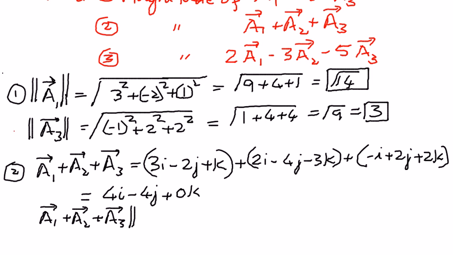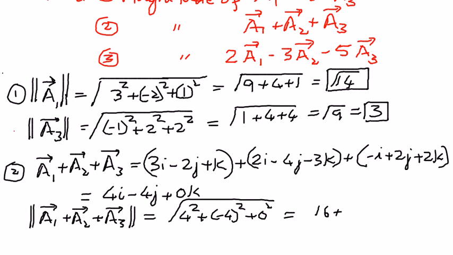The magnitude is represented by two lines on either side, and therefore we're going to take the elements of this sum of these three vectors, which is going to be 4 squared plus negative 4 squared plus 0 squared. Okay, so therefore 4 squared is 16, plus negative 4 squared is 16, 0 squared is 0. So therefore 16 plus 16 is 32. Therefore we can write that as √32.